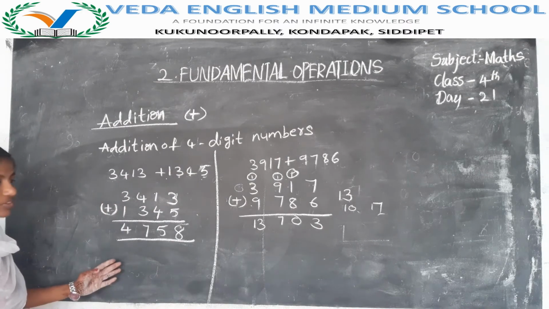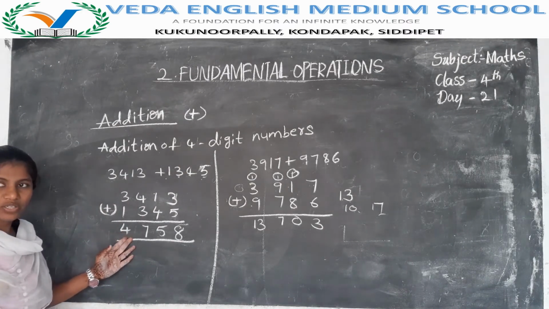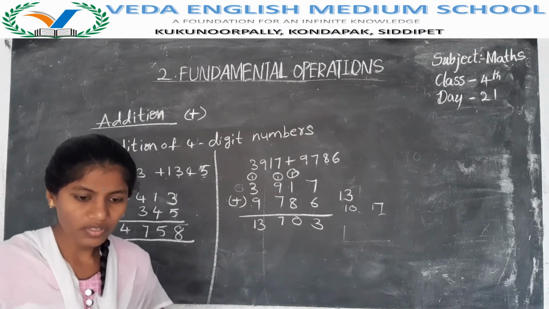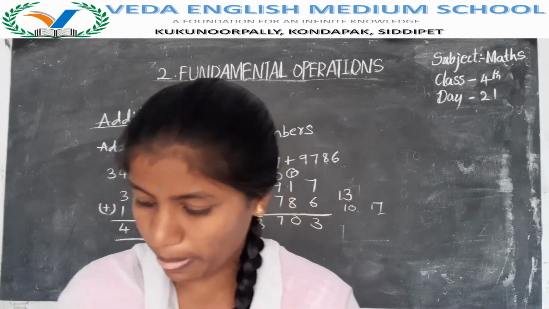These are the addition of 2 to 4 digit numbers, without carry and with carry. Understand? Then see in your textbooks.